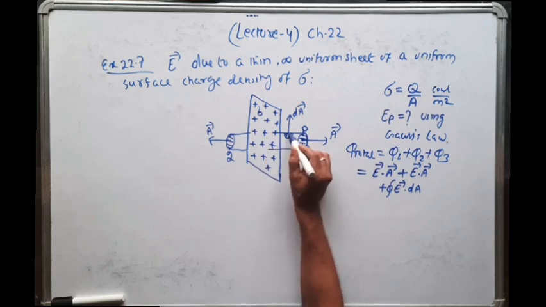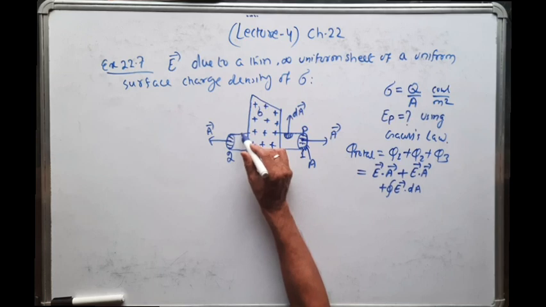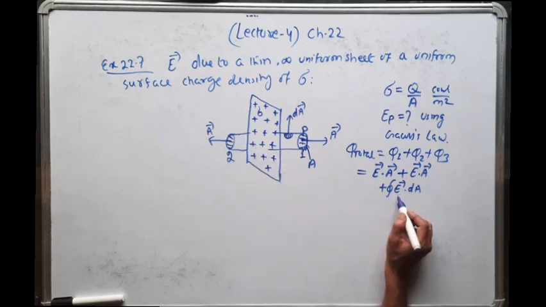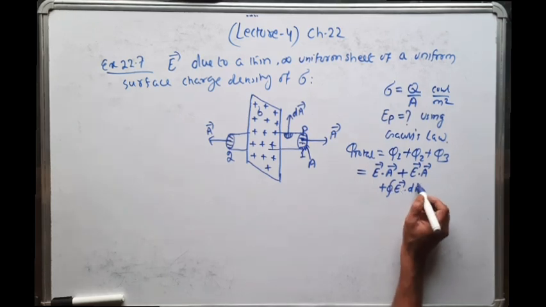So electric field intensity at each point on the curved surface is different. So E is non-uniform. So for non-uniform, you have to find the flux by the closed integral of E dot dA. I think it is clear.